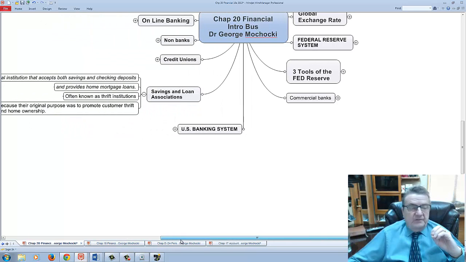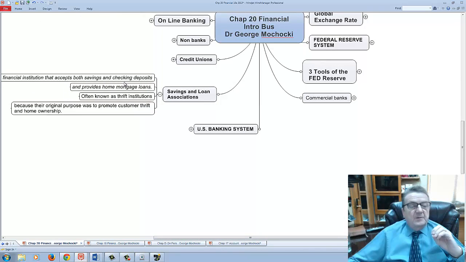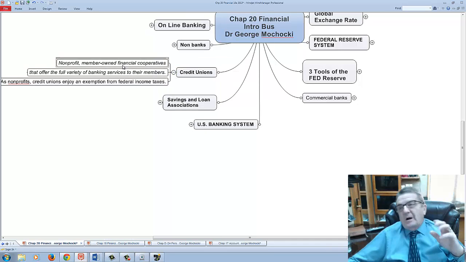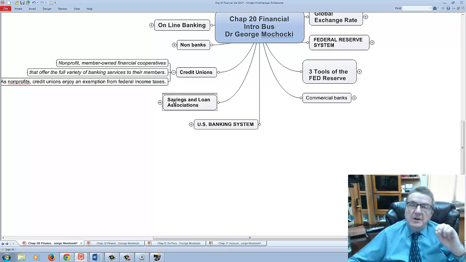If I look at savings and loan, savings and checking, home mortgages, often known as thrift institutions. A credit union is cooperative finance. Remember, as a member, sometimes you get a better deal. When you're getting a better deal on the interest rate, sometimes the banks will try to outdo the credit unions or savings and loans by going 0.5% lower on interest. If you're going to keep the loan for the full amount of time, that may be to your advantage. But what you're giving up is some of your terms and conditions.